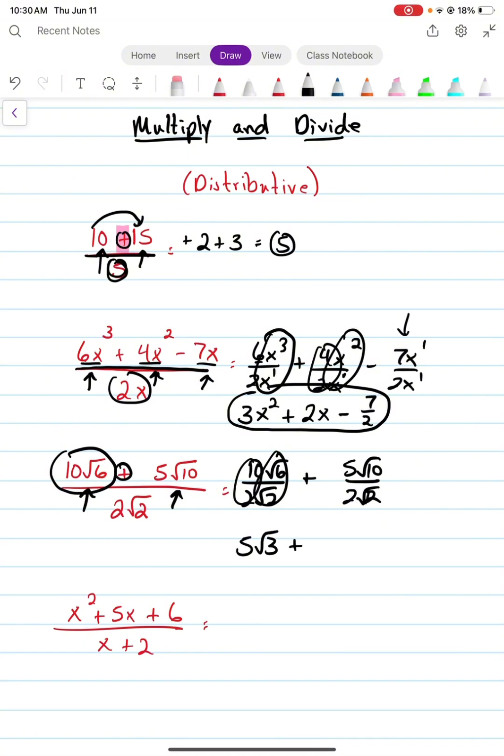5 divided by 2, again, if you don't want to divide that, since it's going to give you a decimal, you can leave it. Then root 10 divided by root 2 gives you a root 5. And you can put that on top if you would like to. It means the exact same thing.